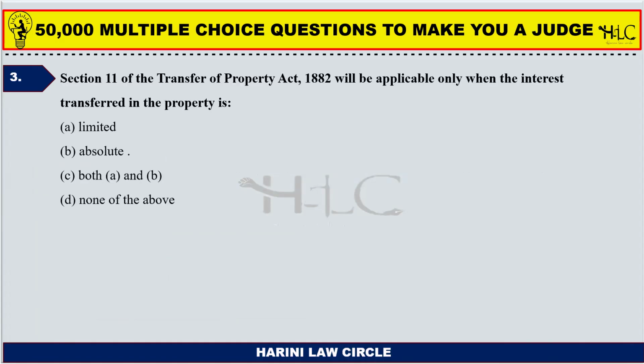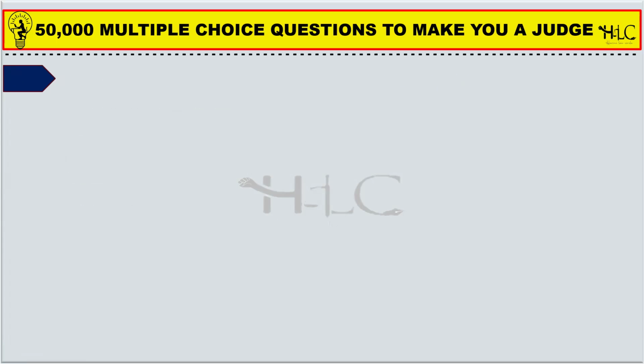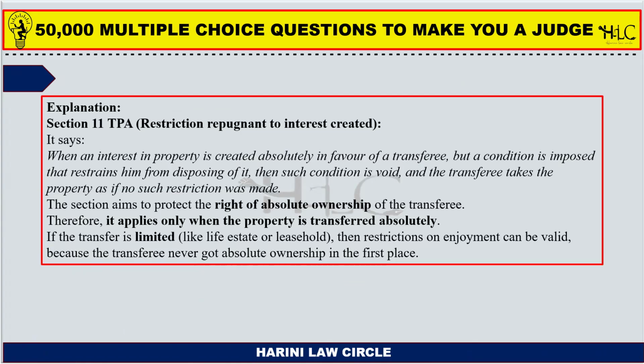Moving ahead to the third question. Section 11 of the Transfer of Property Act 1882 will be applicable only when the interest transferred in the property is limited, absolute, both A and B, none of the above. So the correct option is option number B, absolute. So there is an absolute interest which is transferred in the property under Section 11 of the Transfer of Property Act 1882.